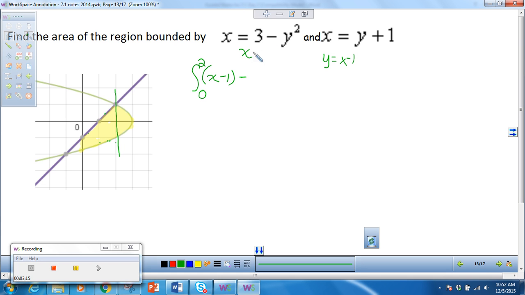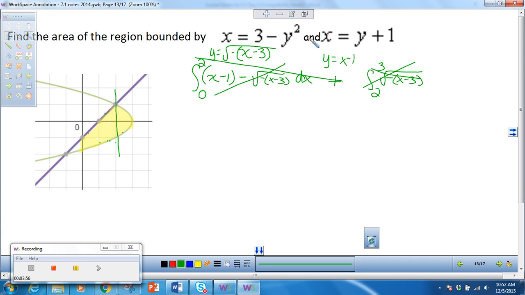So I have x minus 3, the negative of that, y is equal to the square root of the negative of that, dx. But then I'd have to add the area from 2 to 3 of this function. So this is very messy and very ugly, and this is not the way that we want to do this.